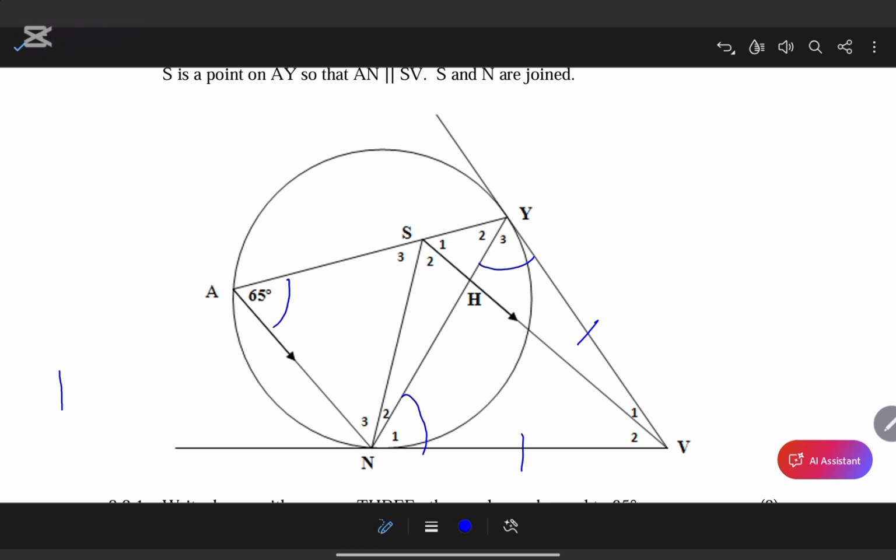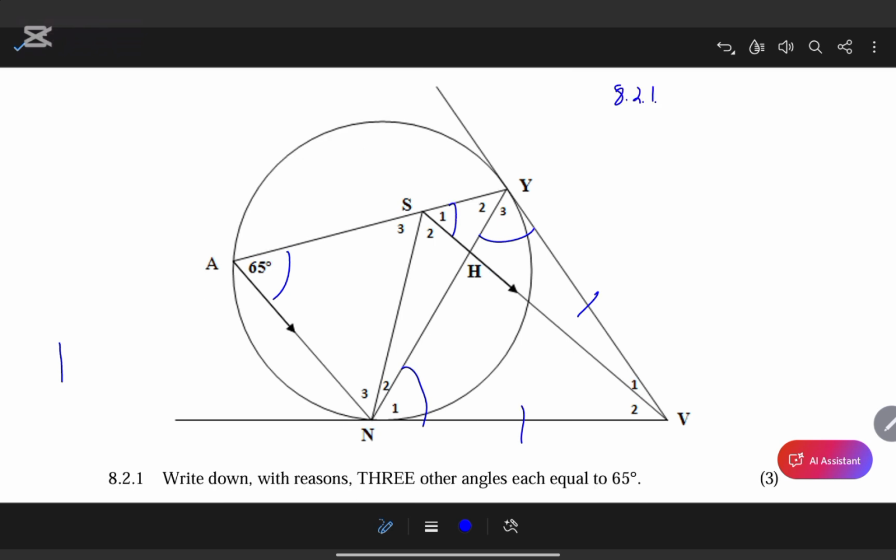And therefore, we can also see that they said the length SV is parallel to the length AN. Therefore, angle S1 is also equal to angle A. It is corresponding angles. The first angle that I'm going to write is angle S1 is also equal to angle A, which is 65 degrees. And what is the reason? These are corresponding angles because the line SV is parallel to the line AN. So that is what we write.